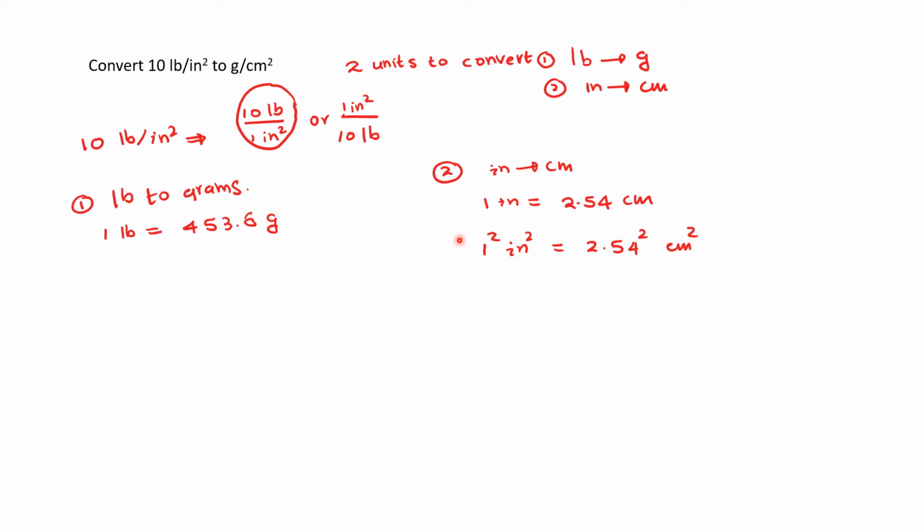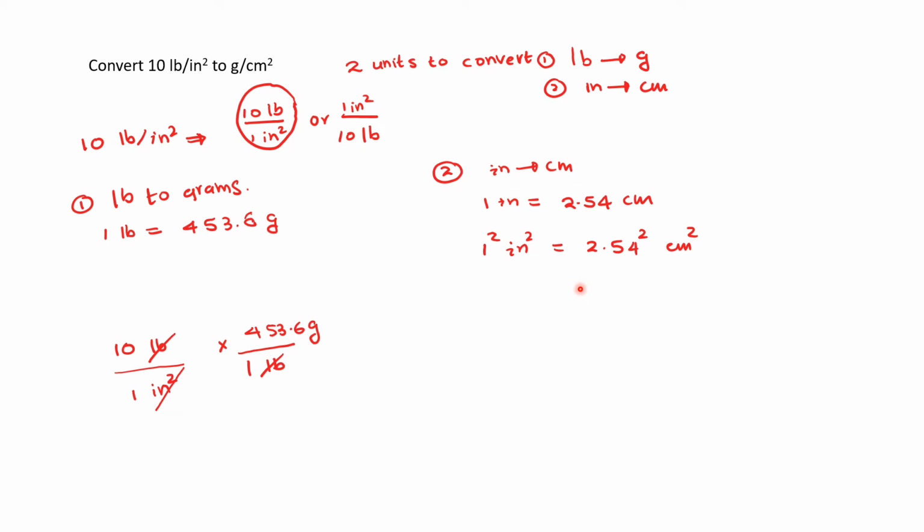Next we are going to convert inches to centimeters, and this is the relationship of units you are going to use. 1 inch equals 2.54 centimeters. However, if you look at the units, those are squared. So we are going to square this relationship.